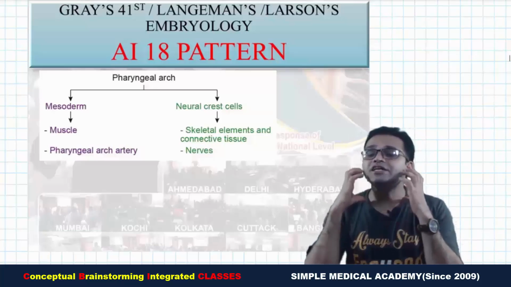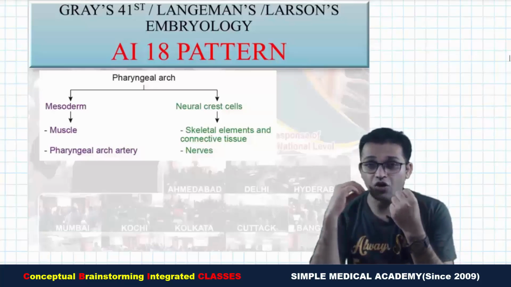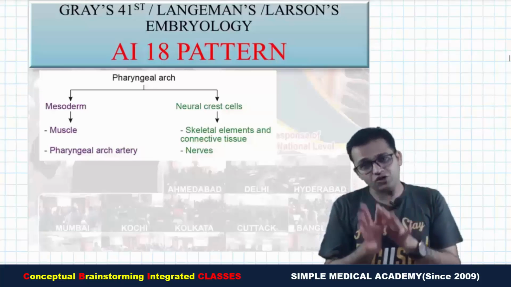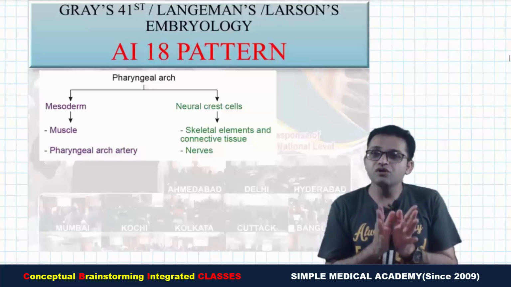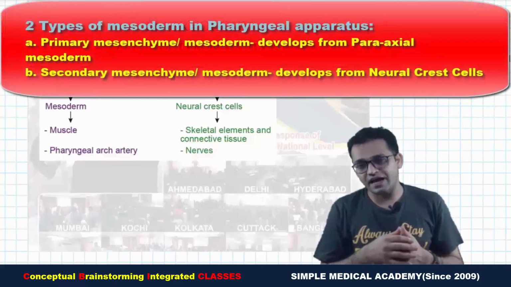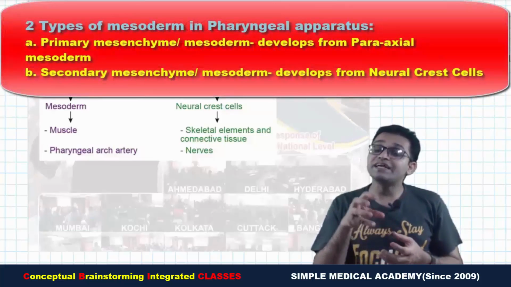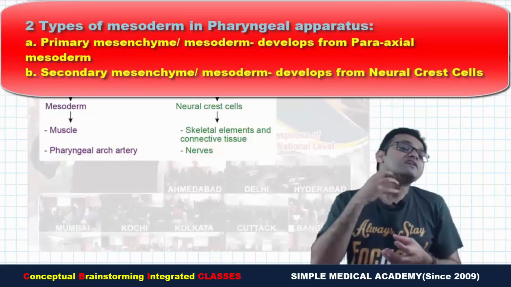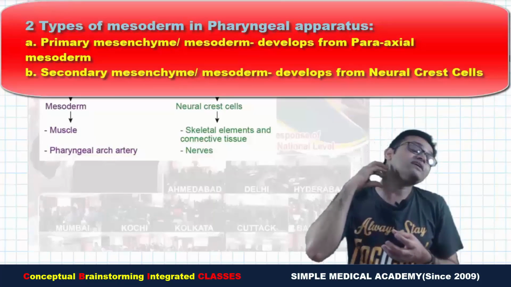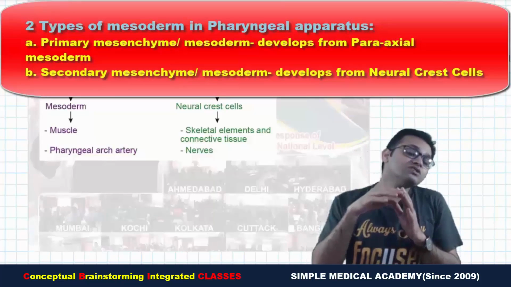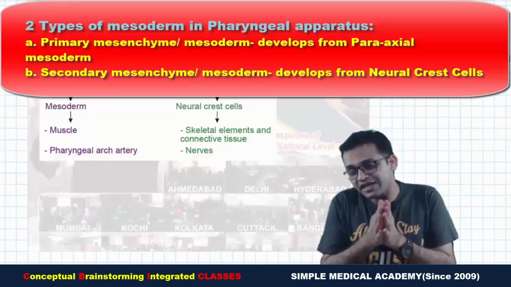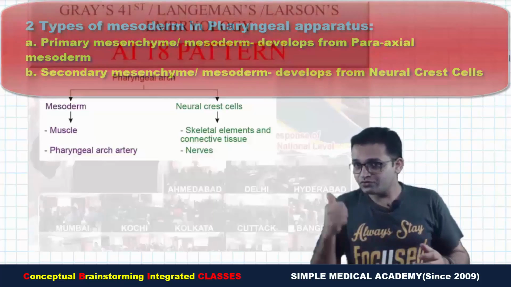So what is happening? Actually, in this pharyngeal apparatus, there is not only one kind of mesoderm. Actually, there are two kinds of mesoderm. One is the normal mesoderm, which we are going to give the terminology of primary mesoderm or primary mesenchyme, while another mesoderm is developed by these terrorist cells. Yes, these terrorist cells develop from the nervous system part and they go inside the pharyngeal arch. So these are making another kind of mesoderm. That's why we are giving the term secondary mesoderm. Okay, now can you see this image?